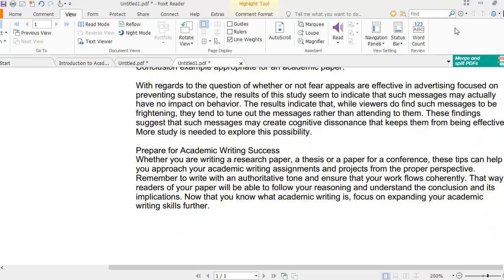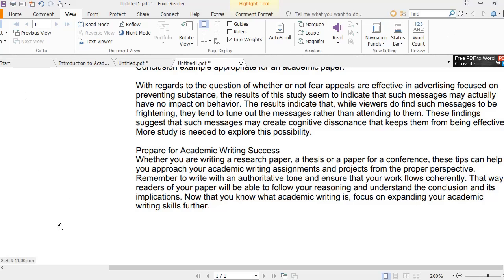So, in order to succeed in academic writing, whether you are writing a research paper, thesis, or a paper for a conference, these tips can help you approach your academic writing assignments and projects from the proper perspective. Remember to write with an authoritative tone and ensure that your work flows coherently. That way, readers of your paper will be able to follow your reasoning and understand the conclusion and its implications. Now that you know what academic writing is, focus on expanding your academic writing skills further.